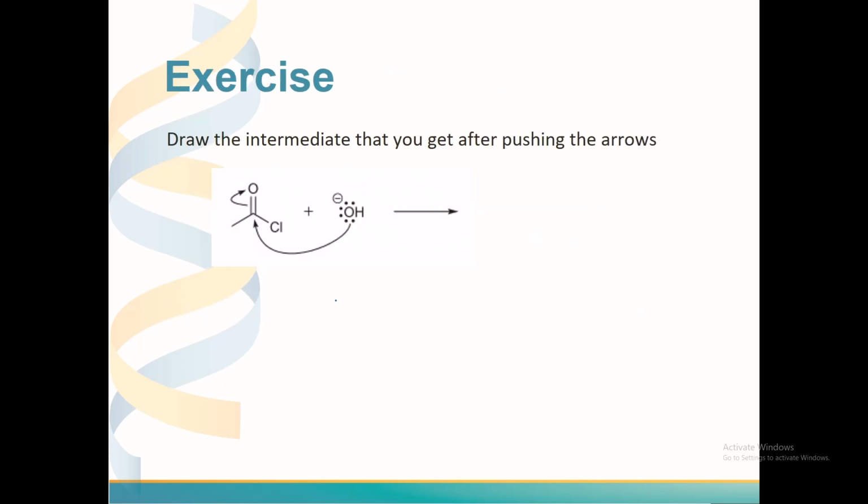Now, as an exercise, draw the intermediate that you get after pushing the arrows. So here you have your molecule, and this doesn't have any charge in the beginning. And there is one negative charge here from the hydroxide ion.